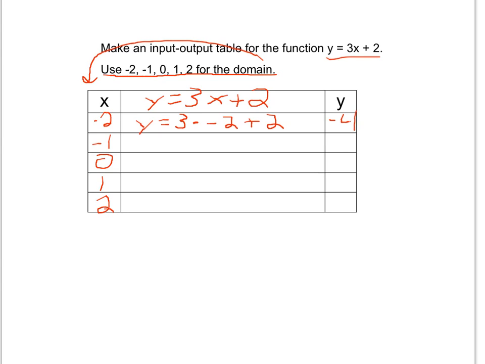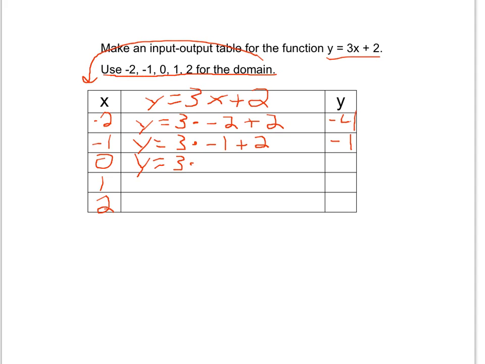Now I'm going to do the same thing for negative 1. Y equals 3 times x, so it's 3 times negative 1 plus 2. Order of operations again. 3 times negative 1 is negative 3. Negative 3 plus 2 is negative 1. And we're going to finish plugging in our table here.